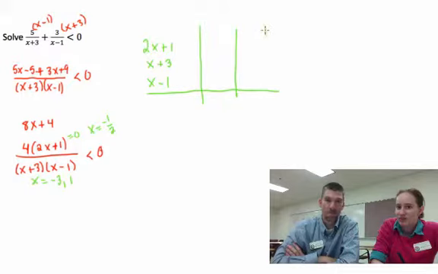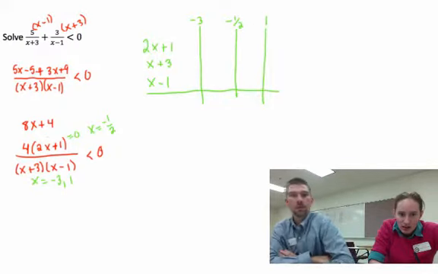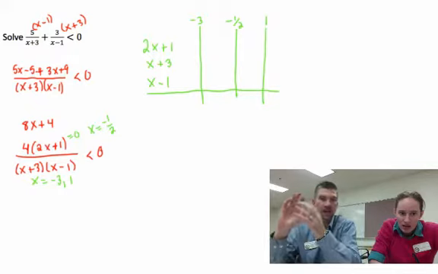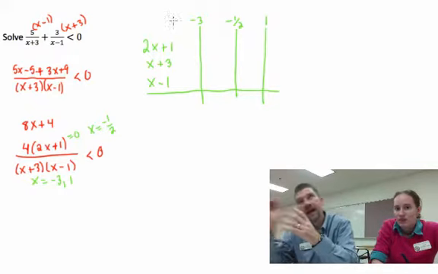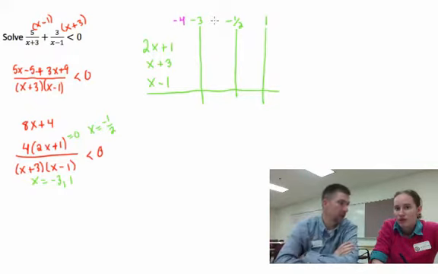So remember, we put our zeros and our vertical asymptotes: negative 3, negative 1 half, and 1. And remember, we're only interested in whether the sign of the whole thing is positive or negative, not the actual number of the thing. True that indeed.